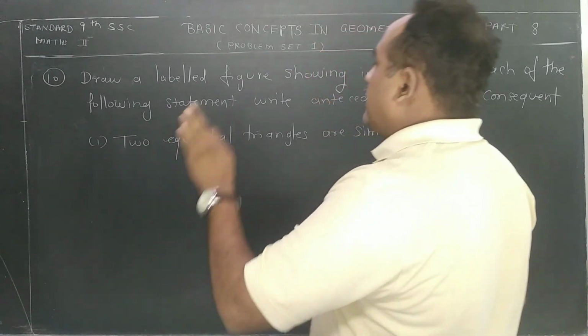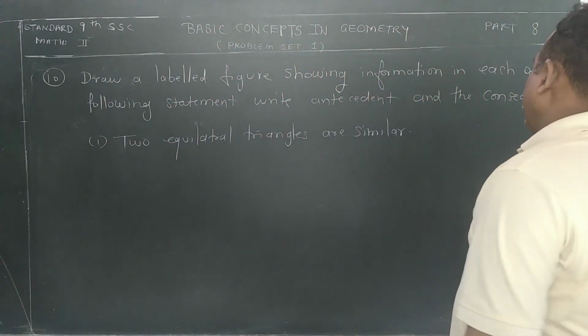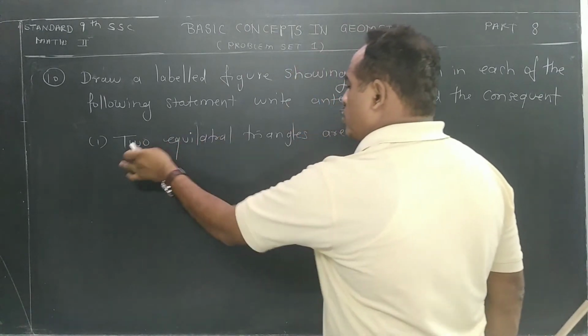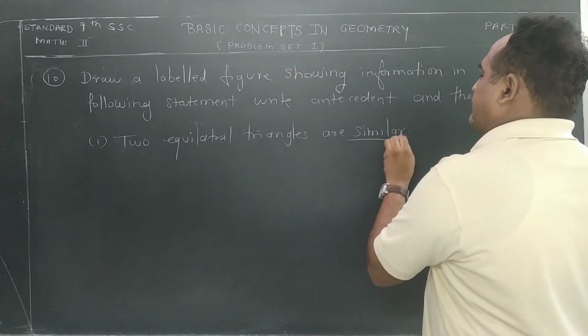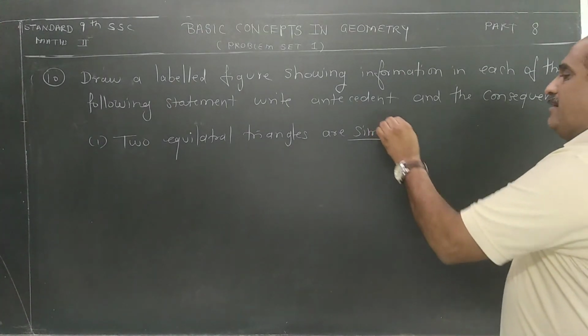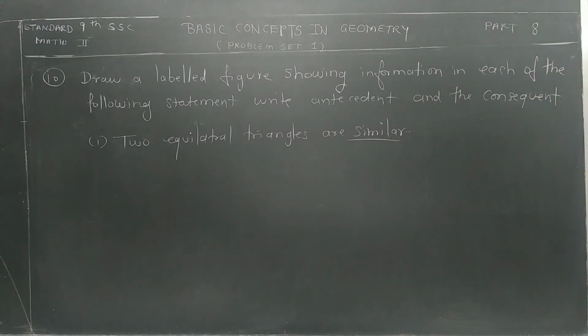Okay, we have to draw the figure, we have to write antecedent and consequent. Two equilateral triangles are similar. Later in our studies we will come to know the meaning of similar triangles and of equilateral. I think you got the idea of equilateral triangle.